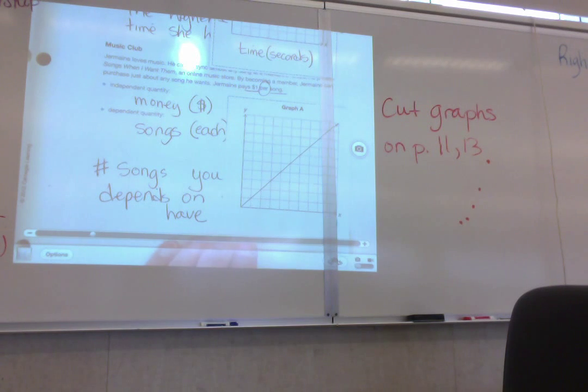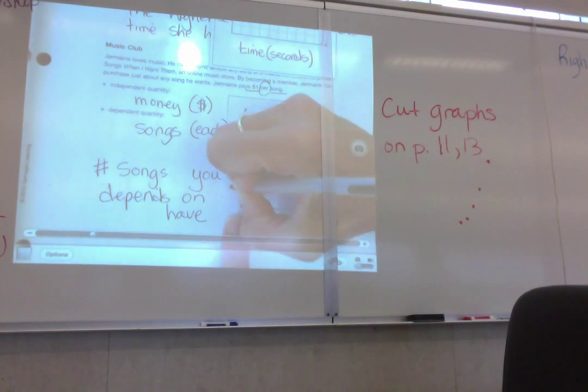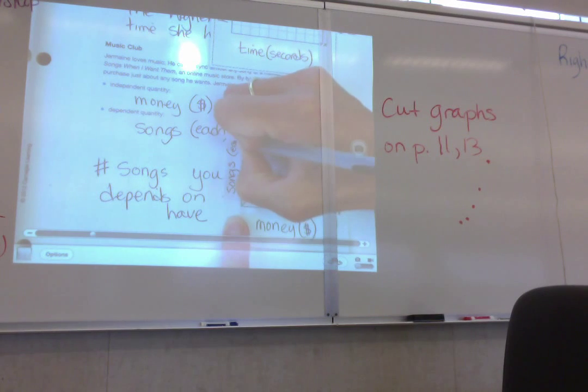Ernesto, what am I going to write along the bottom of the graph? Money. And again, this one can be looked at two ways. You can make a case for putting things the other way, but this works this way as well. So money and then songs each.